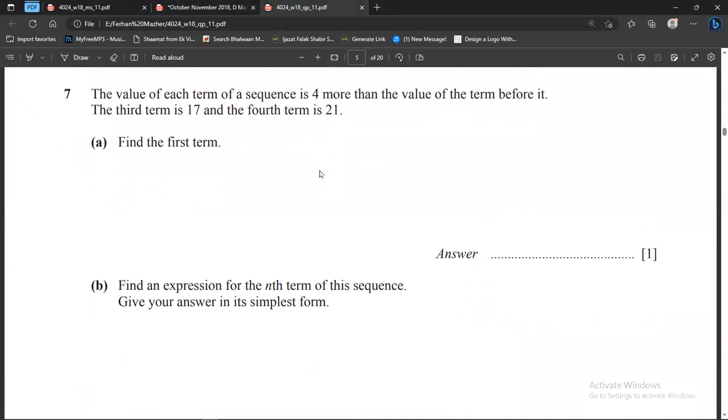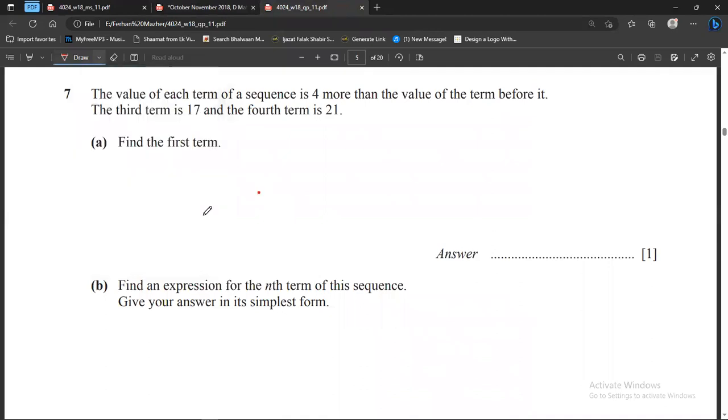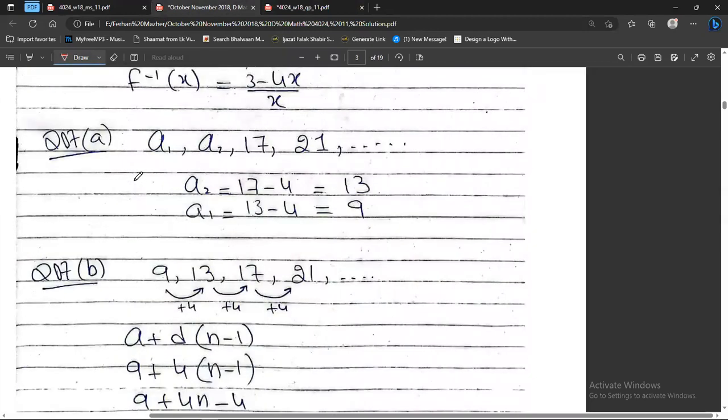Okay, question number 7. Here every next term we get by adding 4. Here they have given us the third term is 17 and the fourth term is 21. We want to find out the first term. Okay, very simple. You see the first term, second term, and then you have 17, then you have 21. So the second term will be 4 less than the 17, that will be 13, and the first term will be 4 less than the 13.